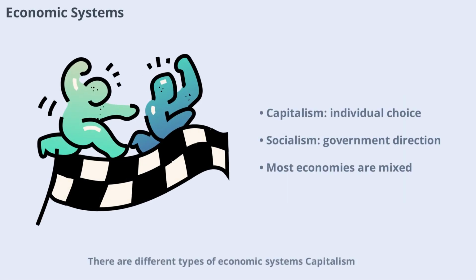There are different types of economic systems. Capitalism, practiced in the US and much of Europe, allows individuals to decide what goods to produce and how to sell them. Socialism, found in countries like Sweden and India, involves more government control over resources like transportation and healthcare. In reality, most economies are a mix of both systems, with varying degrees of government involvement.